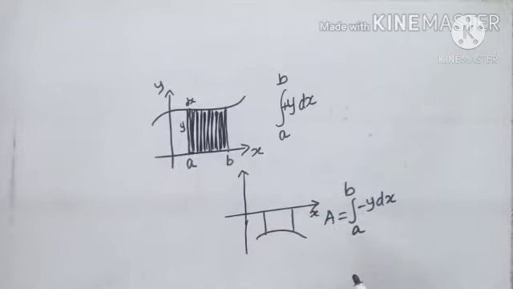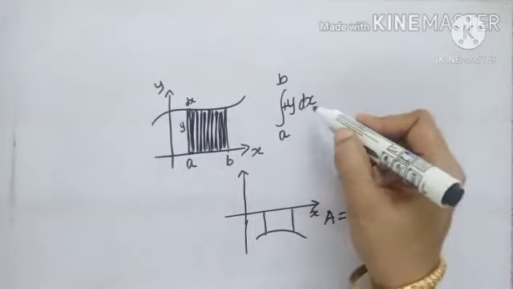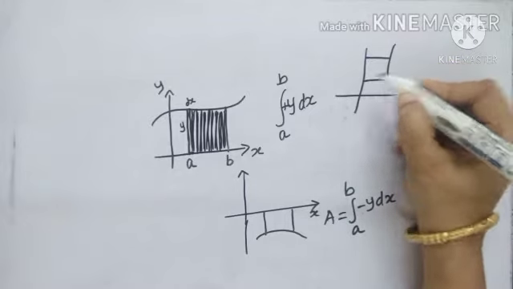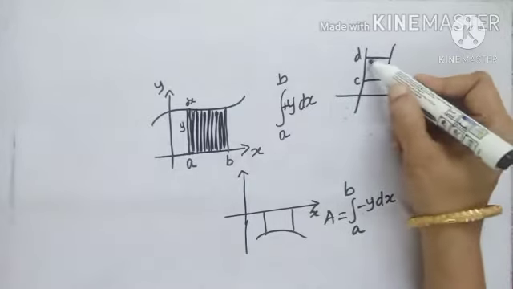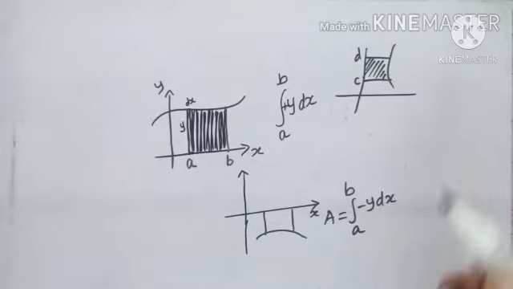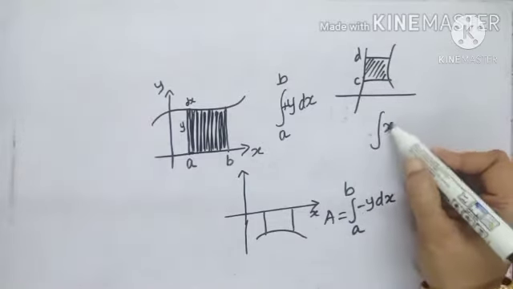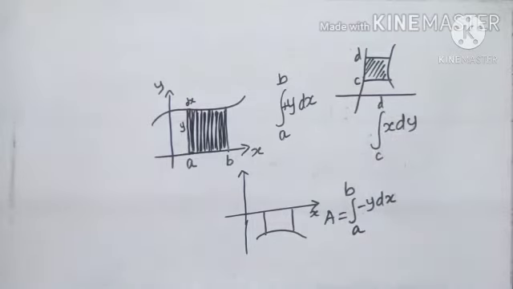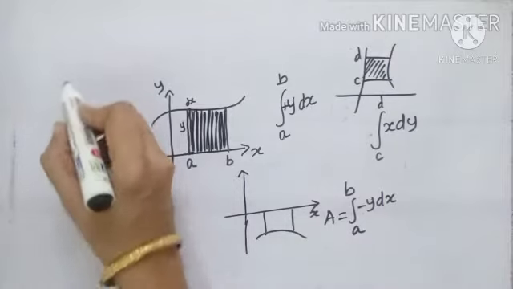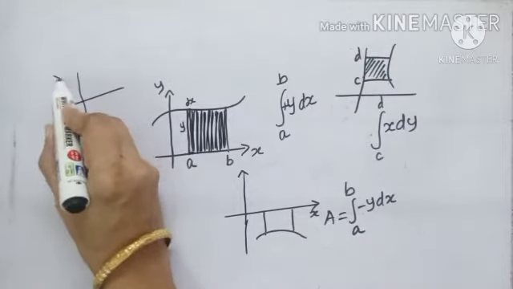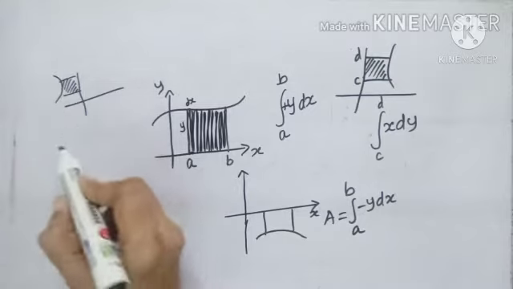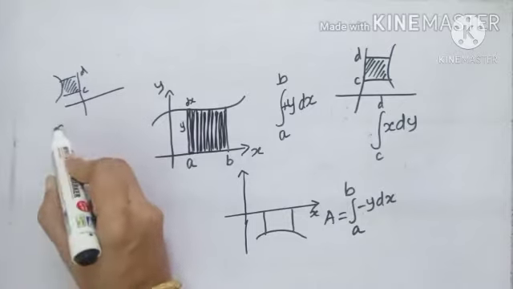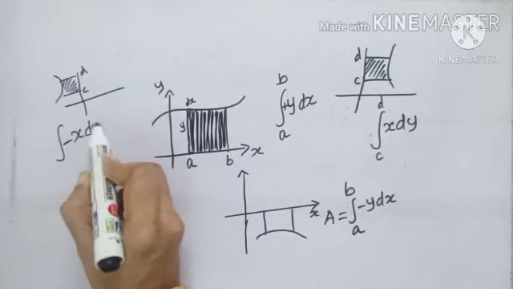The same idea, not necessarily I must take y and dx. Suppose I need with y limits, say c to d. If the values are like this, now I can write the formula x into dy and the limits are from c to d. And if it is to the left of y-axis, again it is from c to d, but x is negative here. So the formula is minus x dy.